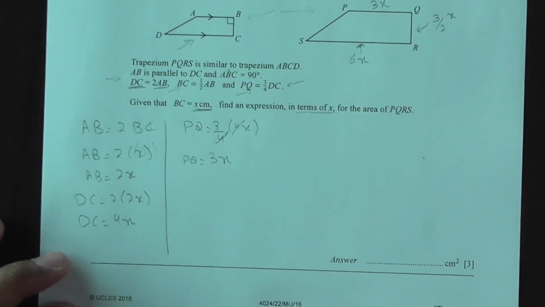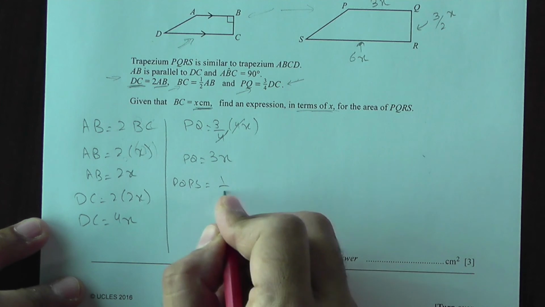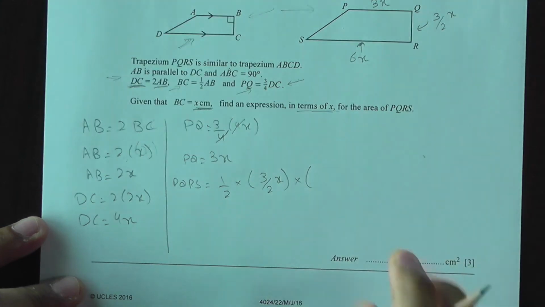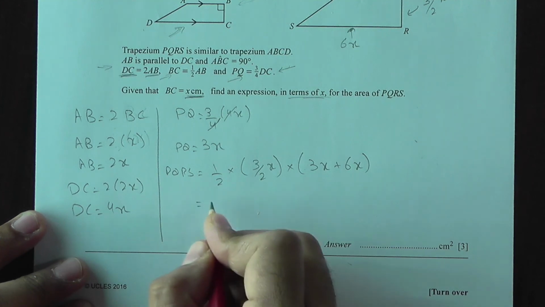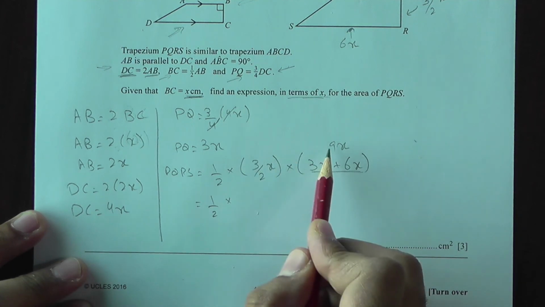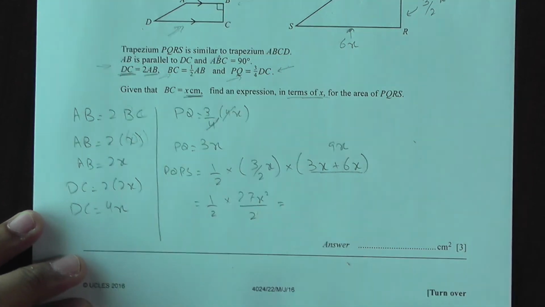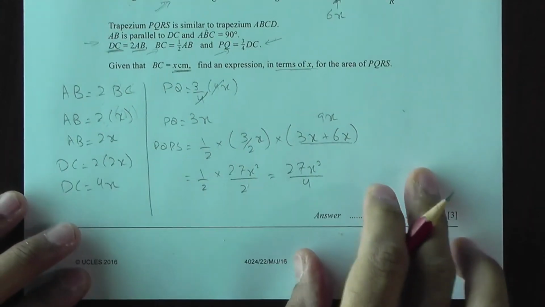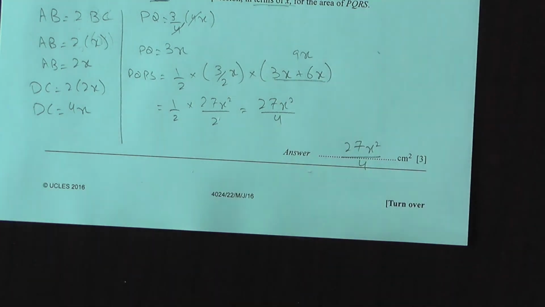Now we use the formula for the area of a trapezoid. How do we do that? So PQRS is equal to half times height, which is 3 over 2x, times the sum of parallel sides, which are 3x and 6x. So when we do this, the sum gives us 9x. 9x times 3x gives us 27x square over 2. And finally, when we multiply all of this, we get 27x square over 4, which is our answer. So we write it over here, 27x square over 4. And we're done with the question.